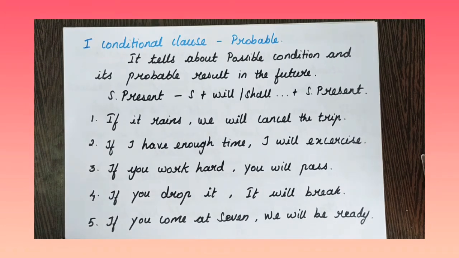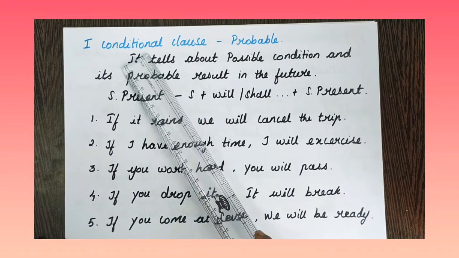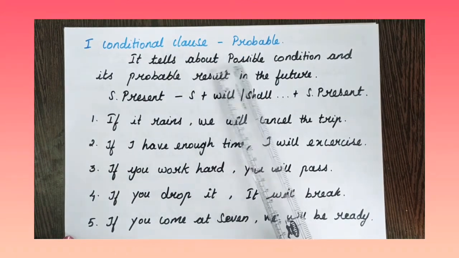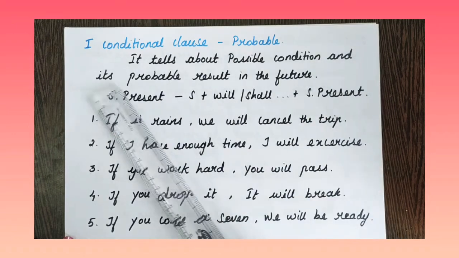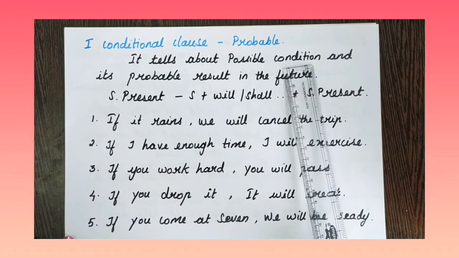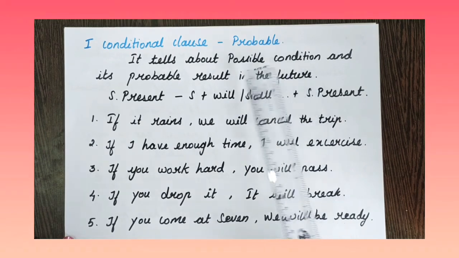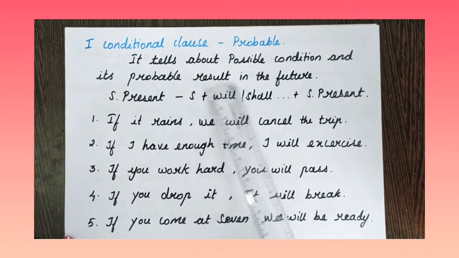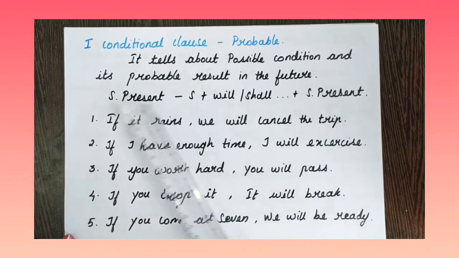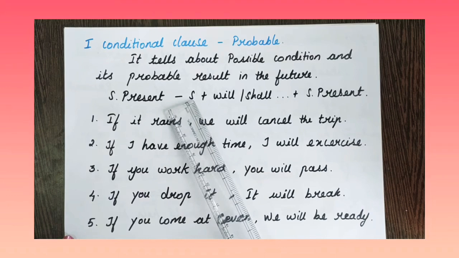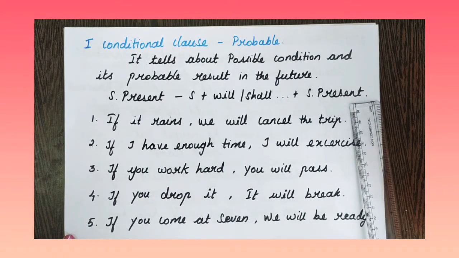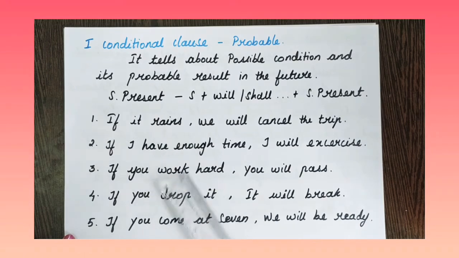See the first conditional clause. It is the probable condition. It tells about a possible condition and its probable result in the future. It may happen or it may not happen. It is possible. Its result is in the future, not now. So here, simple present tense, subject, will, shall with the simple present tense of the main verb. Here I have given examples.